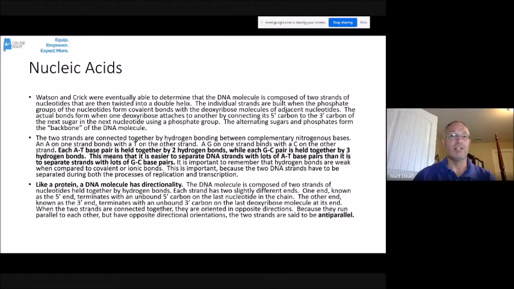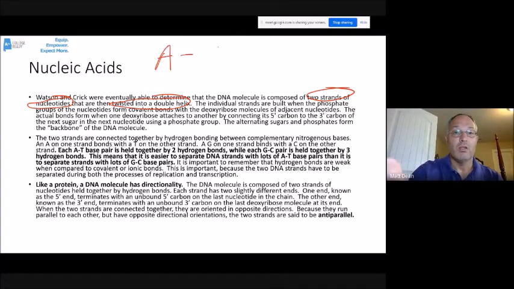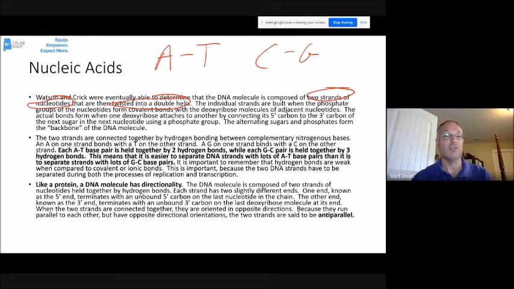You guys know that Watson and Crick were the guys who figured out the structure of DNA, and they figured out that it's made of 2 chains of nucleotides that are twisted together into a double helix. Those 2 chains are held together by hydrogen bonds between the nitrogenous bases. You guys probably know that an adenine and a thymine bond together. Those are a nitrogen-based pair. And a cytosine and a guanine bond together in a nitrogen-based pair. Again, those are held together by weak hydrogen bonds.